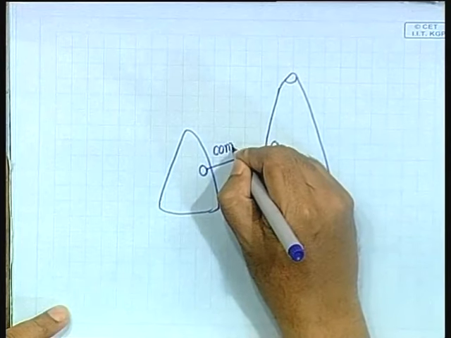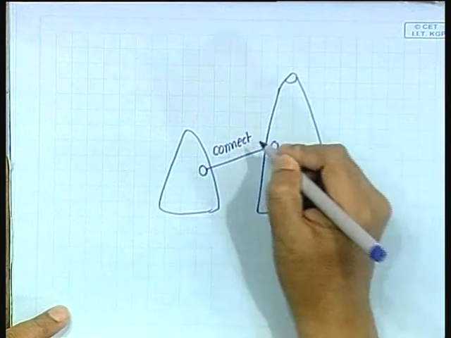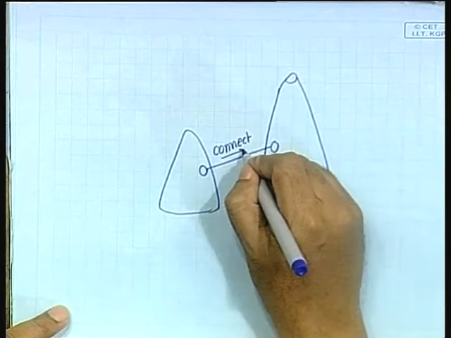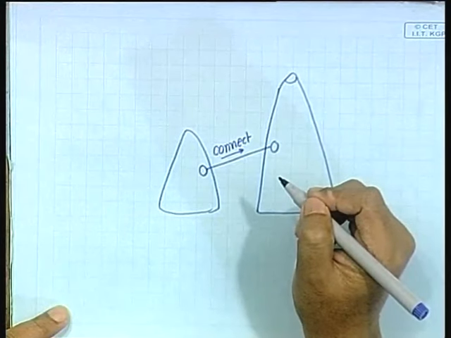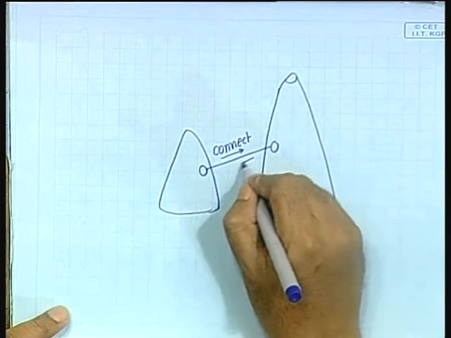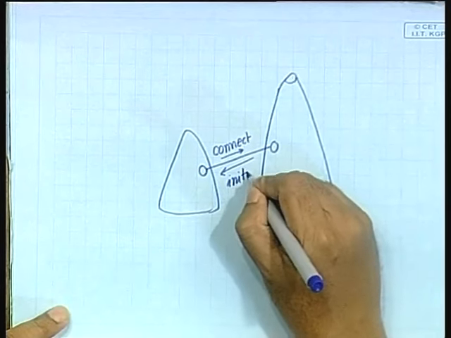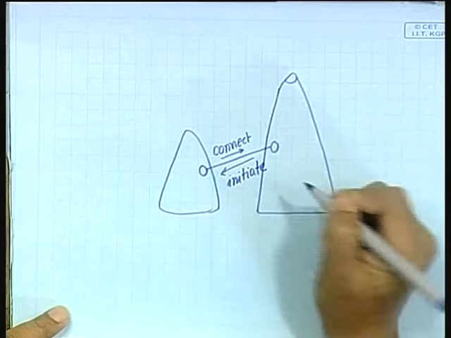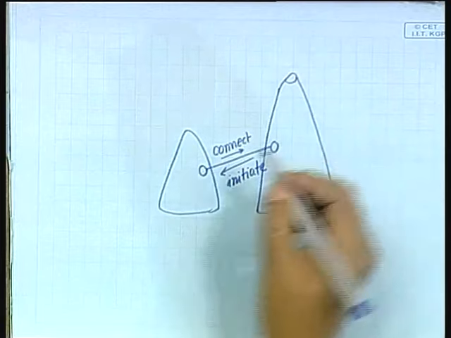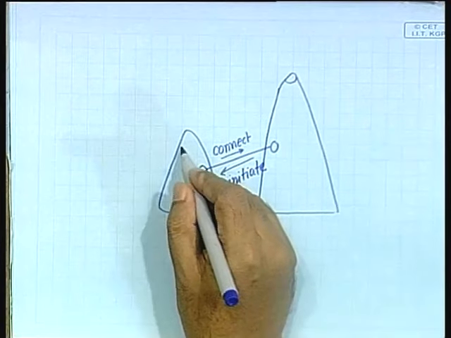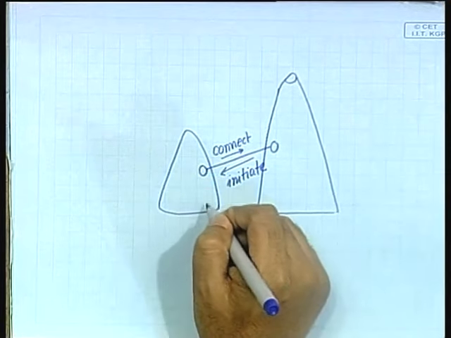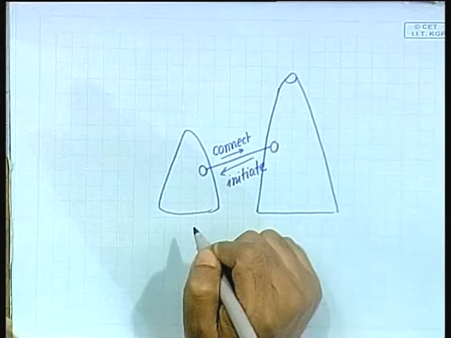There was a connect message sent in this direction, and this one responded by sending an initiate, right. Now, this initiate message will propagate to all the nodes here, right.